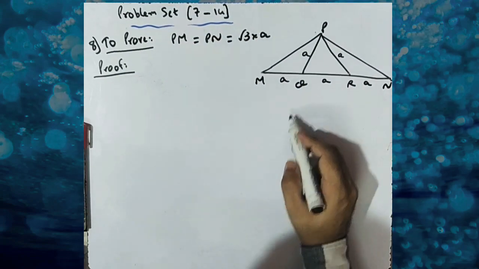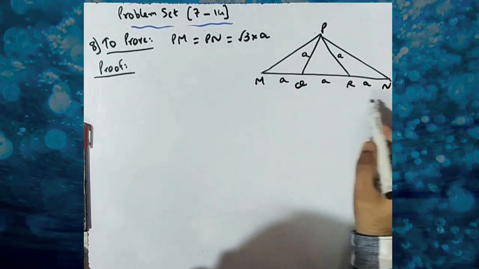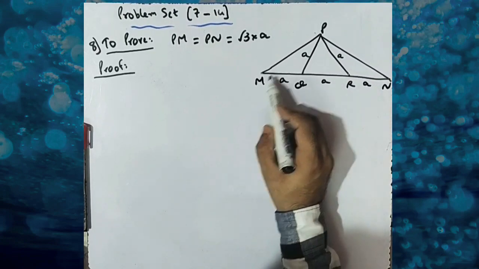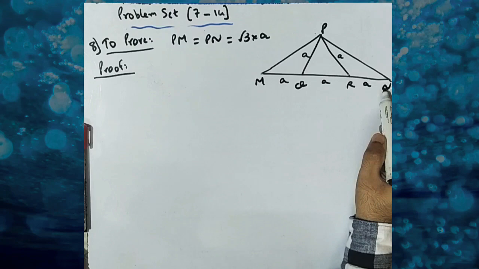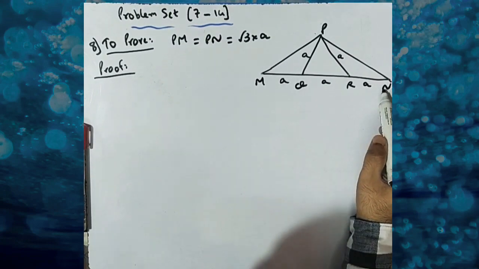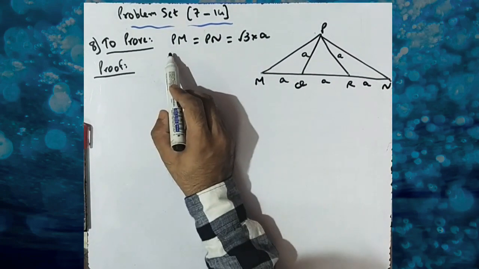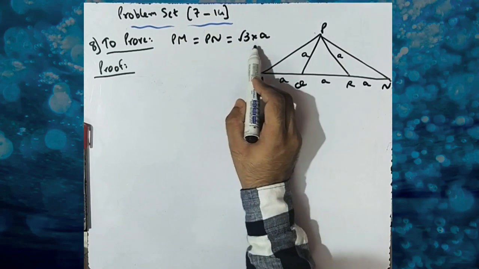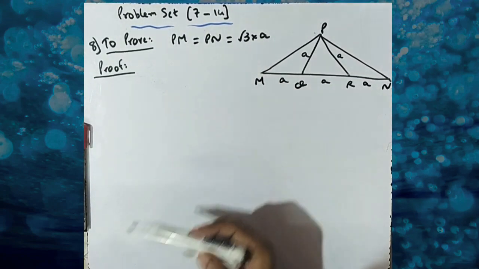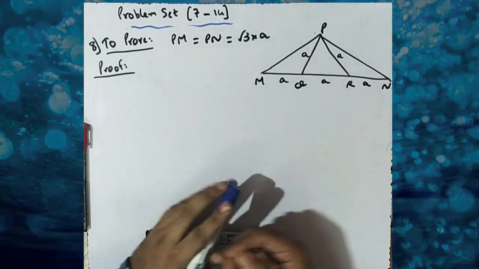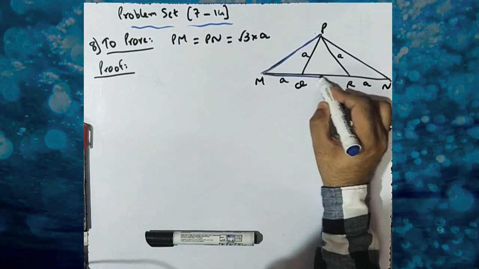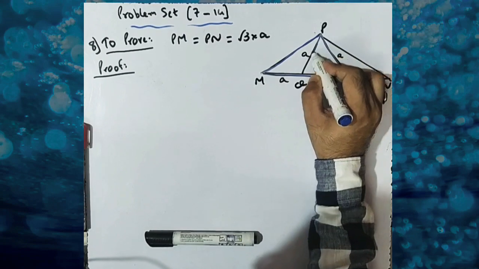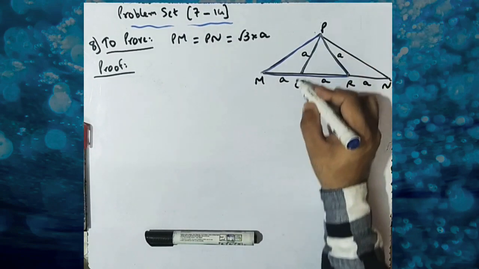In the 8th sum, we have been given triangle PMN. PQ, MQ, QR, PR, RN are all denoted by A, and we have to prove PM is equal to PN is equal to √3 into A. What we will do is first consider triangle PMR, where PQ is the median.